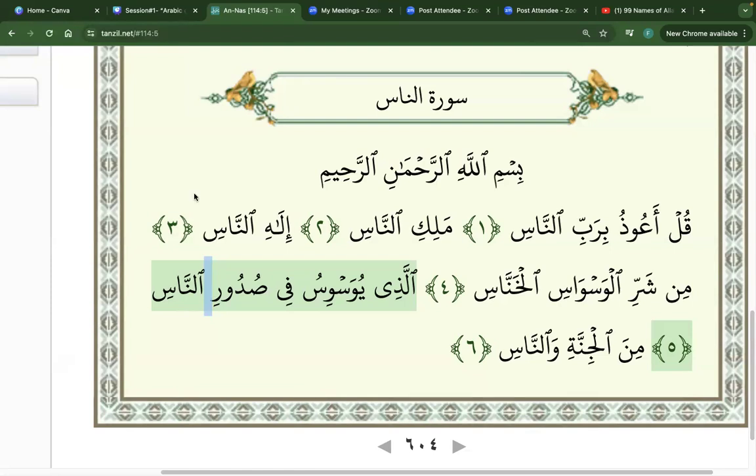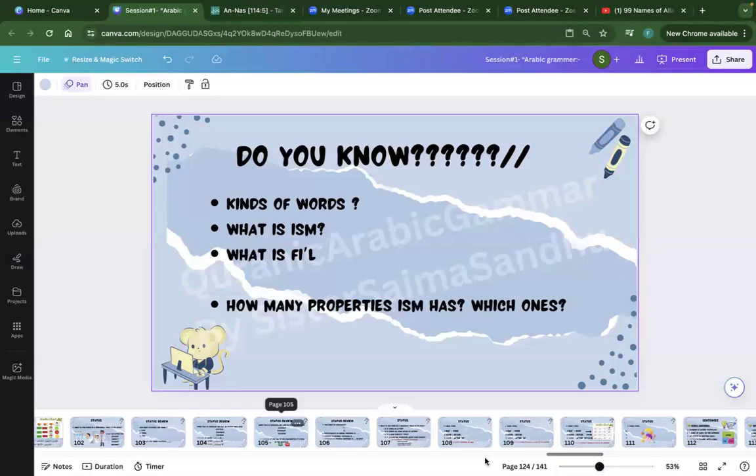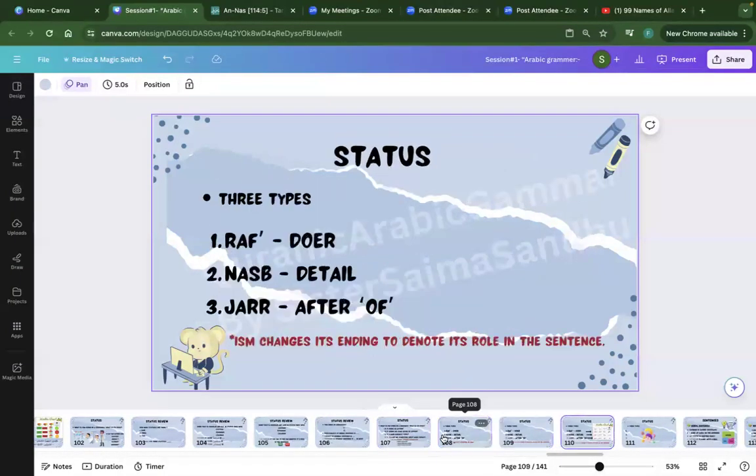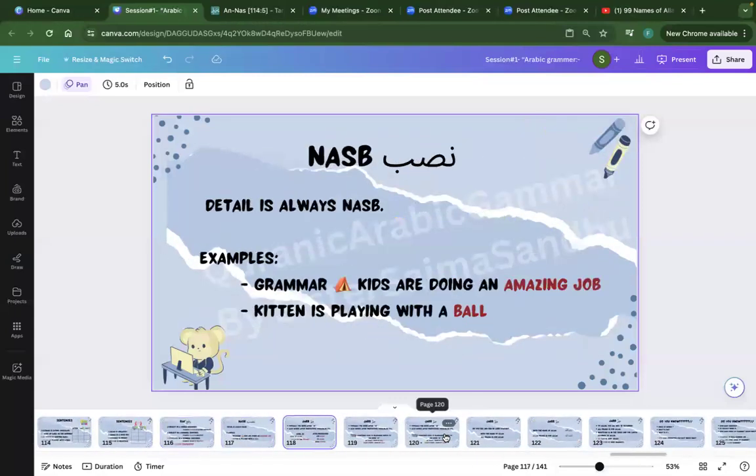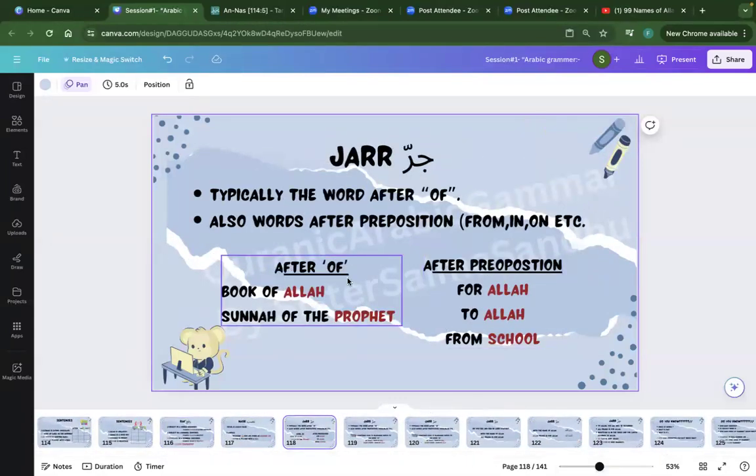Now you should know only two reasons, okay? There are only two reasons. I'm saying it a little slower so that Ishal can write it down. There are only two reasons for the word to be jar. And those reasons are, let me bring that to you so that you can remember looking at the slide. These ones: after of and after preposition. These slides are already shared with your moms, so please remind your moms to show you the slides. These are all yours. You can copy from these slides, okay?